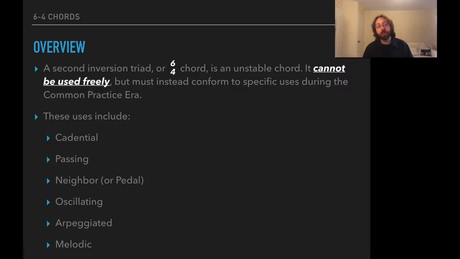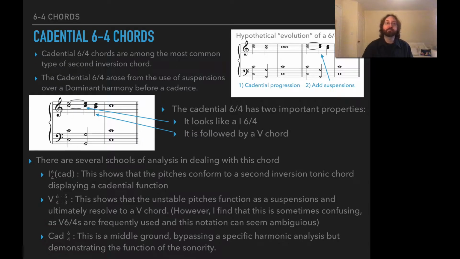Our first inversion and root position chords, we can use them pretty much anytime we want. But with 6/4 chords, they have to conform to specific uses in the common practice era. And if we don't do that, it starts to sound out of style. Starts to sound like it's not something that Mozart or Bach or Beethoven, early in his style, would have used. These uses include cadential 6/4s, passing 6/4s, neighbor or pedal 6/4s, and oscillating, arpeggiated, and melodic 6/4s. Let's take a look at these.